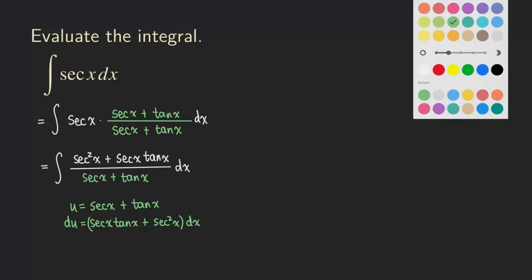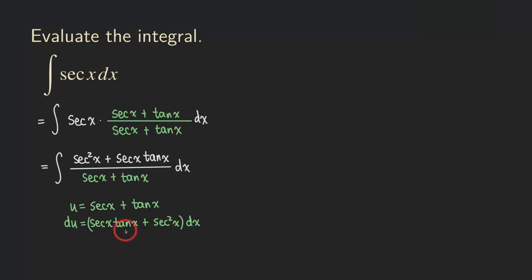So now, if we just look at this expression right here, there was a secant x tangent x, and we do have a secant x tangent x right here. And then we also have the secant square x, right, adding. And also we do have the dx right here. You see what's going on here? We can actually replace this secant square x plus secant x tangent x and the dx all together by the du. Okay, so we can just replace all that.